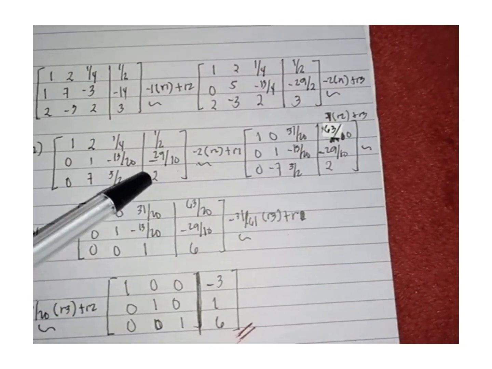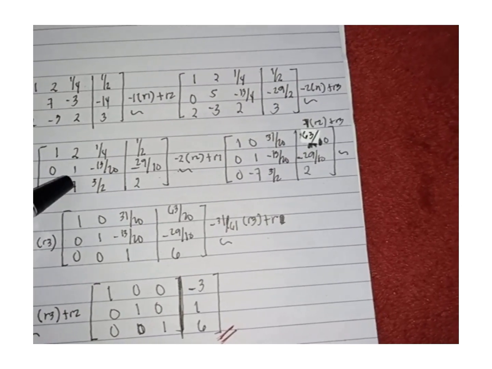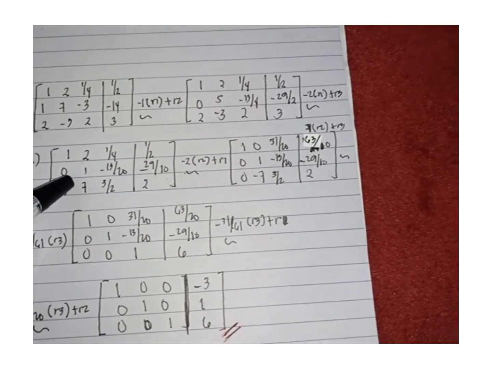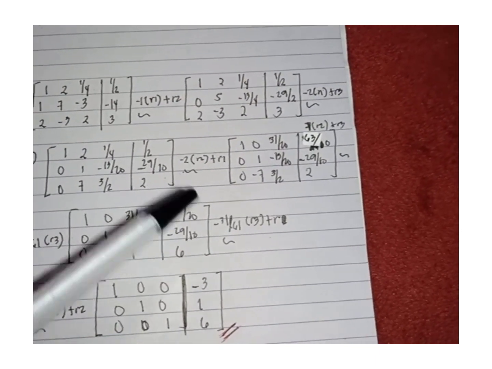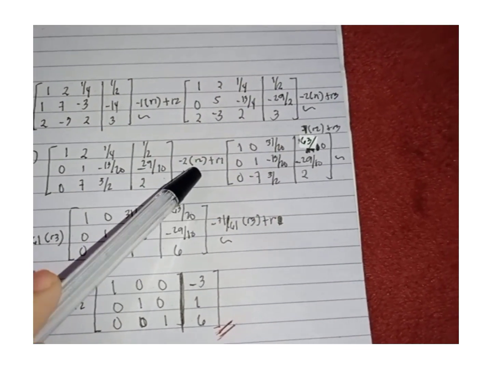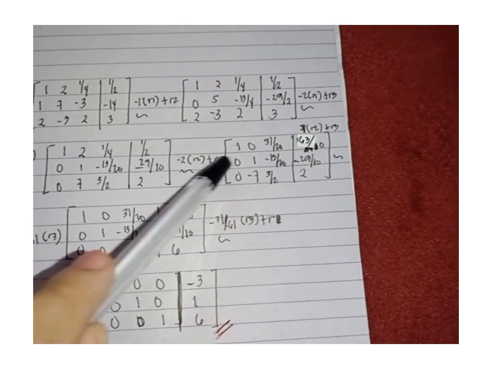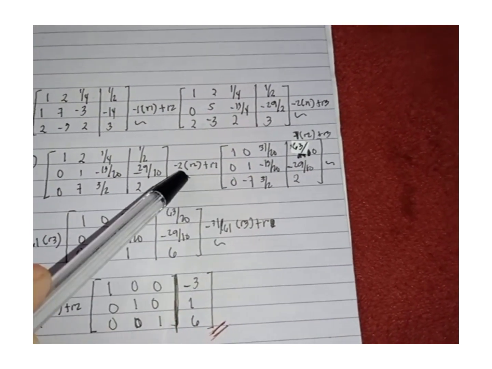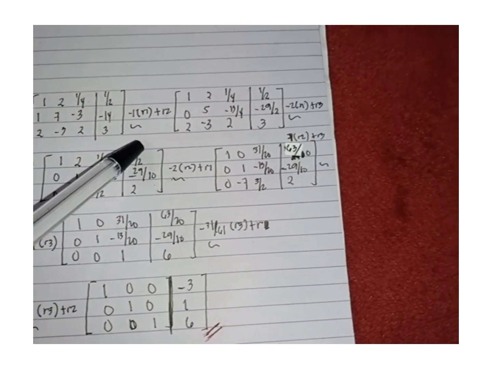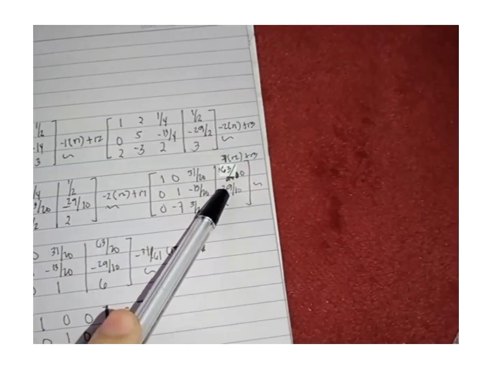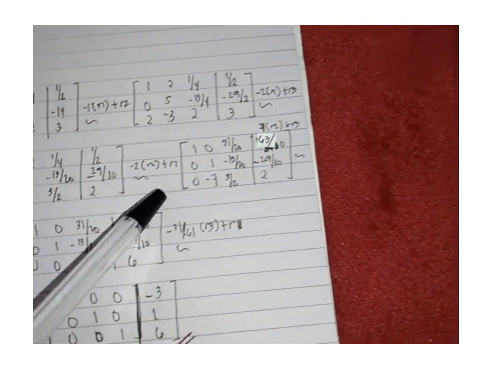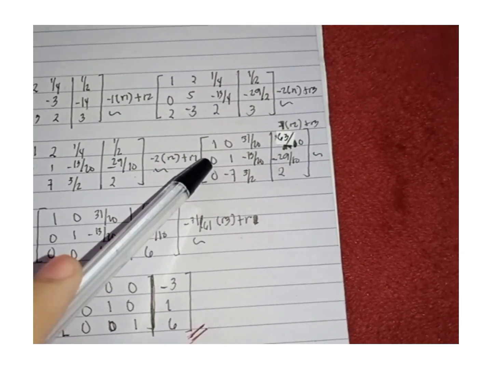Next, we're going to equate 2 into 0 by multiplying negative 2 to row 2 plus row 1. So negative 2 times 1 plus 2 will be 0. Negative 2 times negative 13 over 20 plus 1/4 will be 31 over 20. Negative 2 times negative 29 over 10 plus 1/2 will be 63 over 10. Then copy row 3 and row 2.